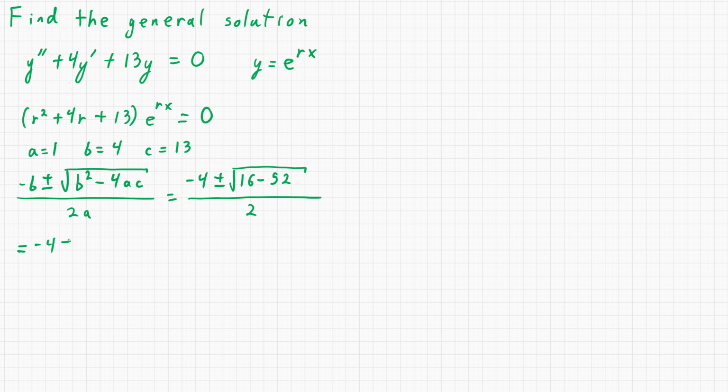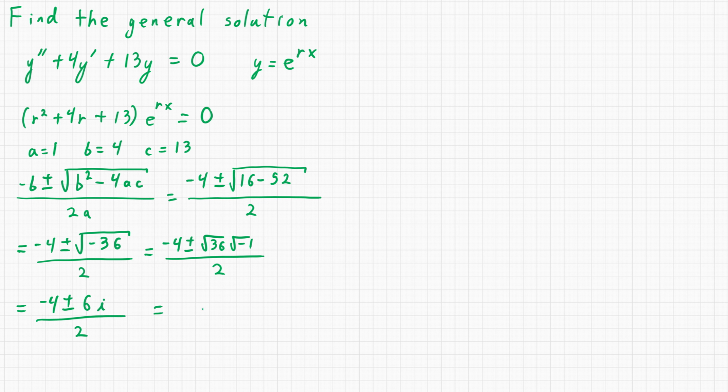So I got negative 4 plus or minus square root, okay, 16 minus 52. Pretty sure that's negative 36. Yeah, pretty sure. And then all that over 2. Okay, well that's the same thing as negative 4 plus or minus square root of 36 times square root of negative 1 over 2. All right, but that's negative 4 plus or minus square root of 36 is 6. Square root of negative 1 is i over 2. Okay, then that ends up being negative 2 plus or minus 3i.